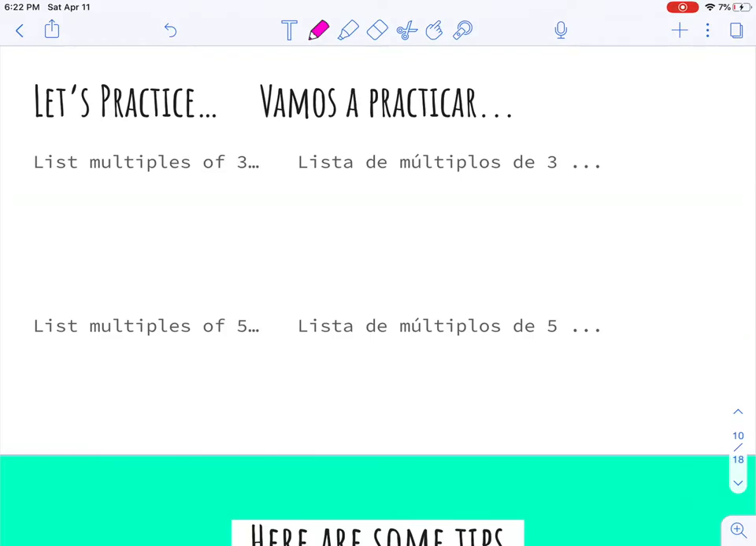So you should know that 3 is a multiple of 3 because 3 times 1 is 3. 6 is a multiple of 3 because 3 times 2 is 6. 9 is a multiple of 3 because 3 times 3 is 9. And you can continue this pattern.